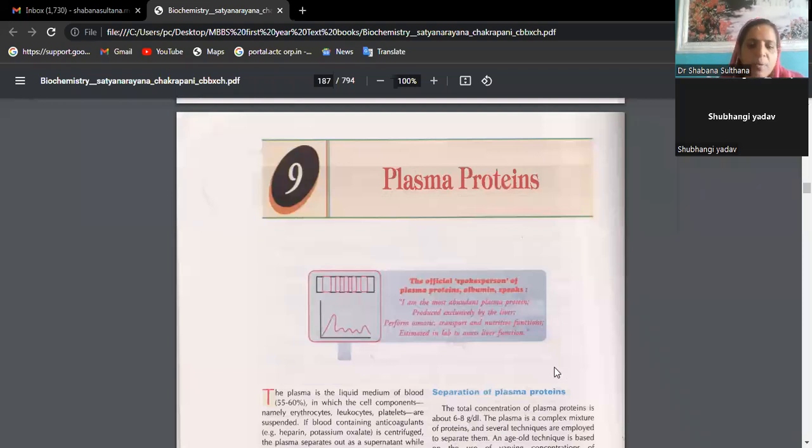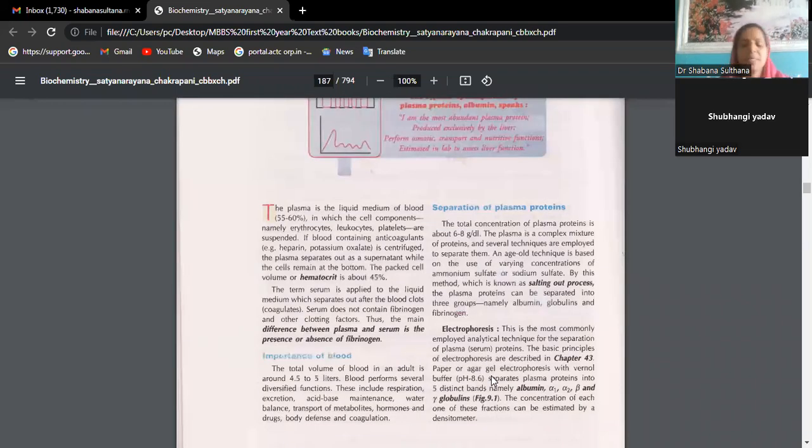So plasma proteins, basically in the plasma, whatever proteins are there, like what are those? Albumin, globulin, fibrinogen, all these are called plasma proteins. Now, where do we find plasma? In the blood, isn't it? What we call serum, serum has proteins. Along with proteins, we use the word plasma proteins.